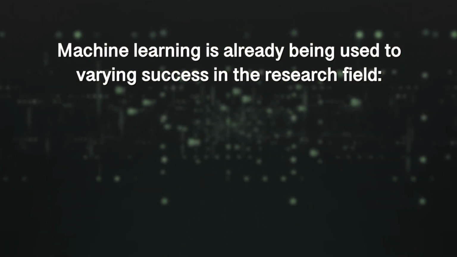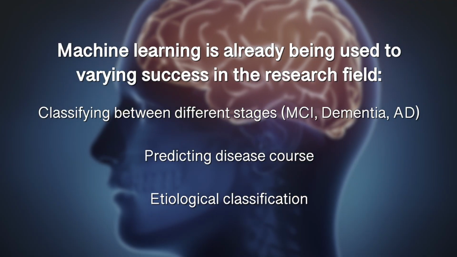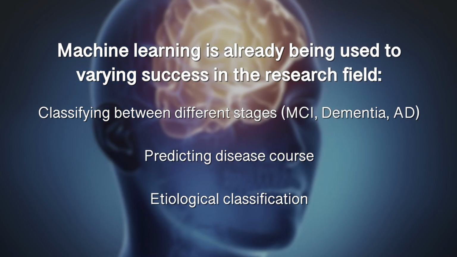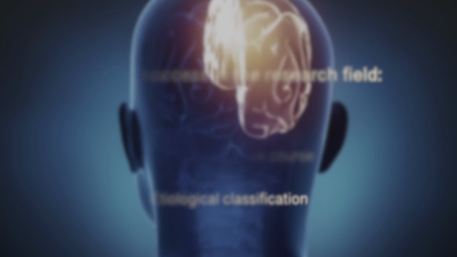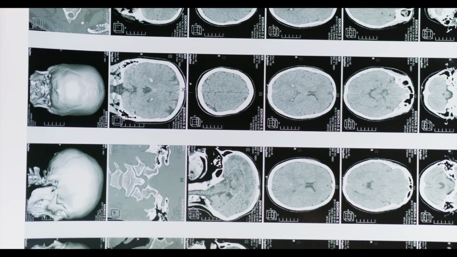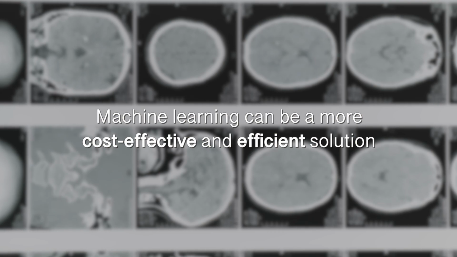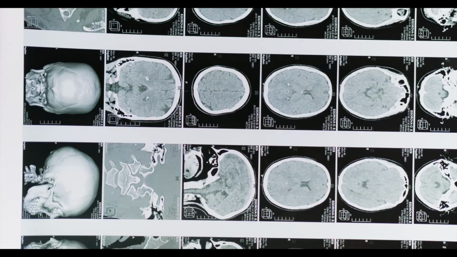In recent years, machine learning algorithms have been used to varying success to classify different stages of Alzheimer's disease and against control groups using cognitive exams and neuroimaging data. This development is extremely significant, as it could lead to a better understanding of Alzheimer's and its progression through the cost-effective and automated advantages that machine learning can offer.